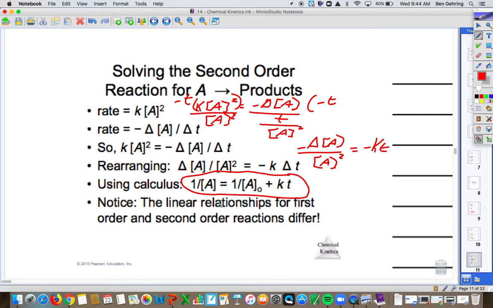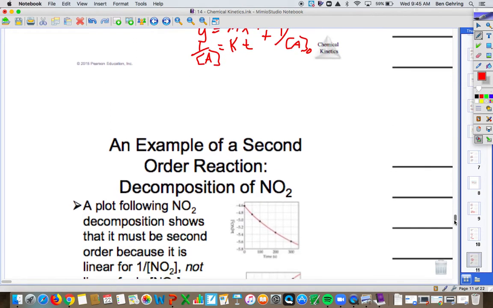This is going to create your linear relationship. So 1 over the concentration of A is y, equals mx, where m is k and x is t, plus b, which is 1 over your initial concentration of A. So it sets up like this. This is your y equals mx plus b. That's how all of this is going to look. So we're going to use this equation here, circled, and we're going to be able to solve for some different variables.